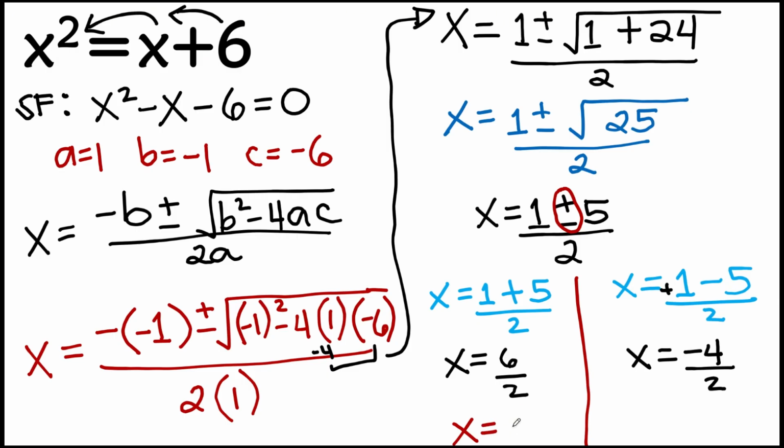So 6 divided by 2 is 3. So ito na po yung ating first value ng x. And then the second value naman ni x ay negative 4 divided by 2. Different sign ang pinagdi-divide natin. So alam natin na laging negative. And then 4 divided by 2 is 2. So ito na po yung ating second value ng ating x.